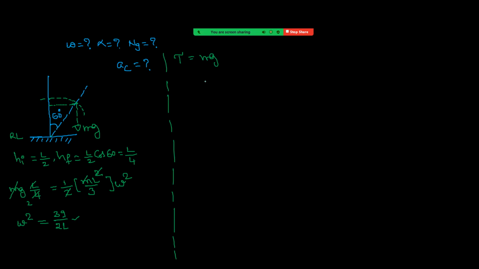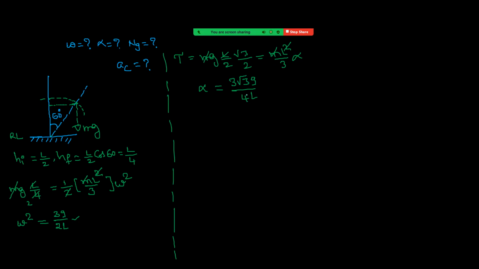L by 2 sine 60, and sine 60 is root 3 by 2. This torque equals I into alpha, and I value is mL square by 3 into alpha. M, L, M, L get cancelled. Alpha equals 3 root 3 g upon 4L, right? That is the alpha value. That means option D is not correct.